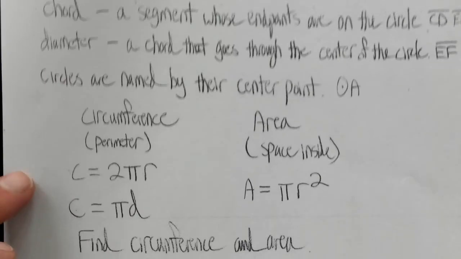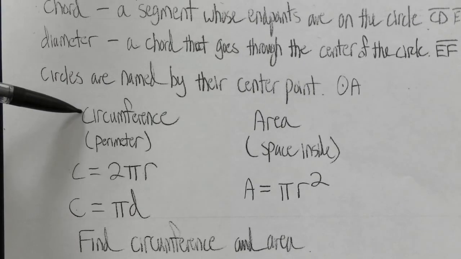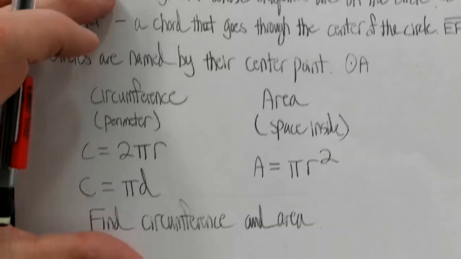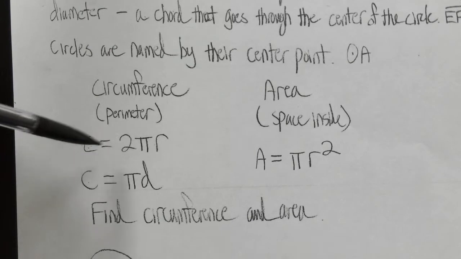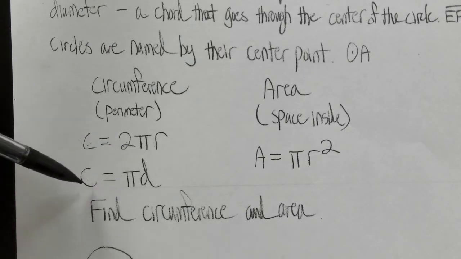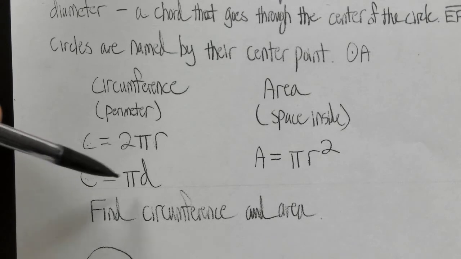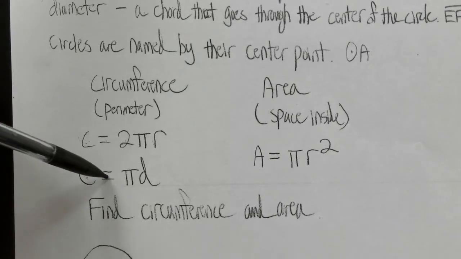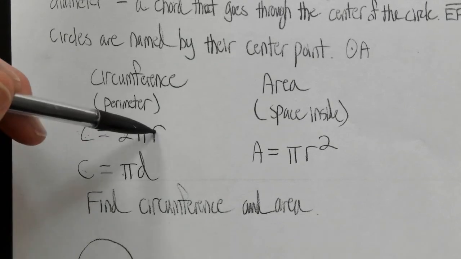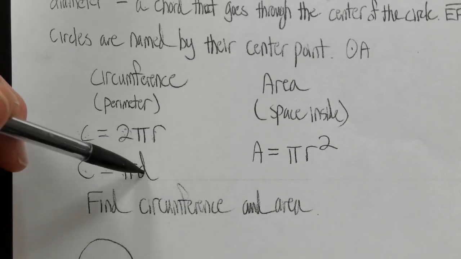Okay, a couple of formulas. The formula for circumference, and remember you can think of circumference as the perimeter or the distance around the circle, is circumference equals 2 pi r, so 2 pi times the radius. The alternate formula is in terms of the diameter: circumference equals pi times diameter. Either one of those would give you the circumference. If you know the radius, use that one. If you know the diameter, use that one.